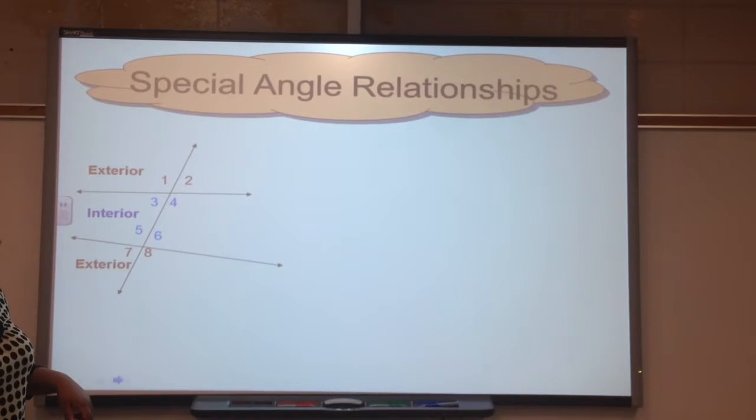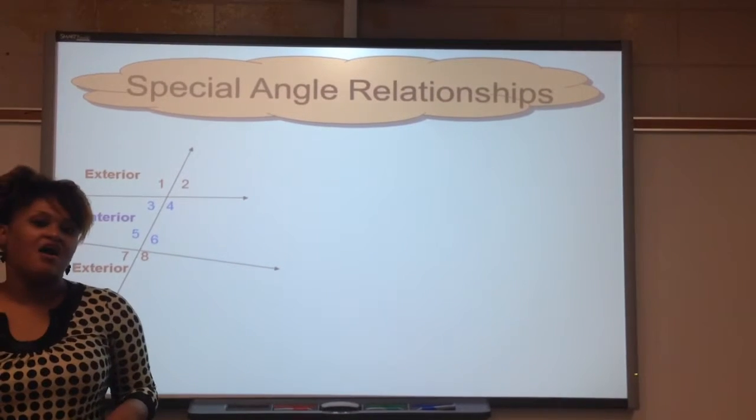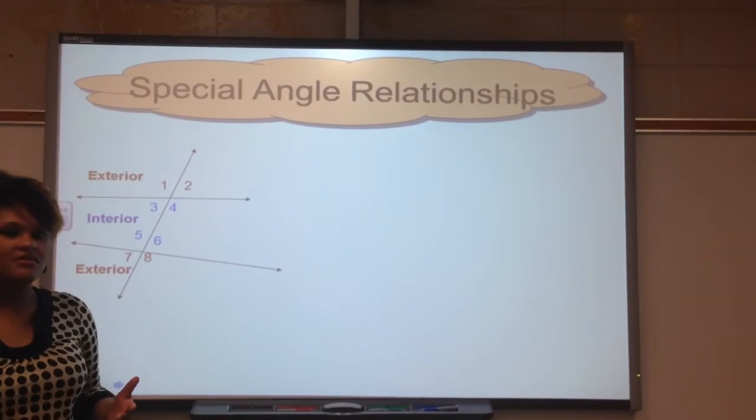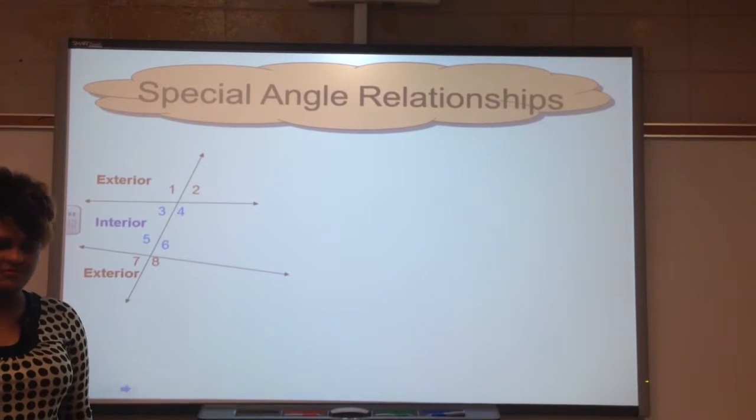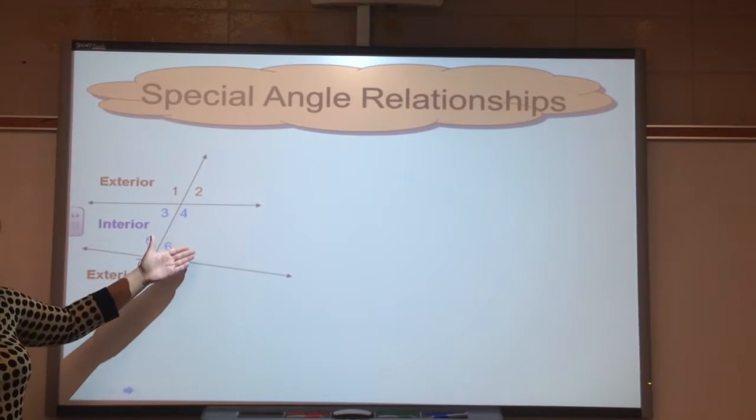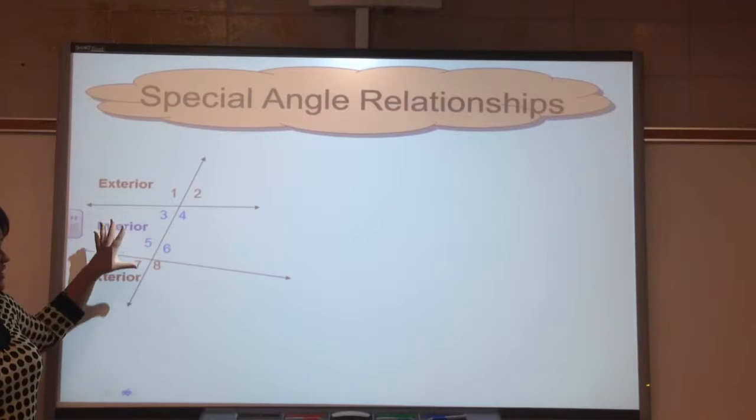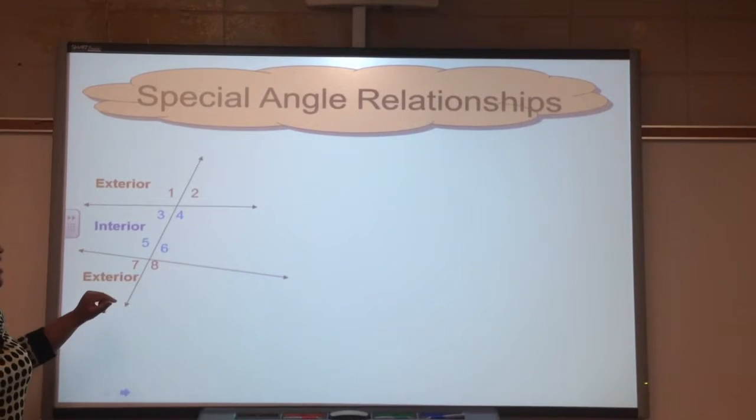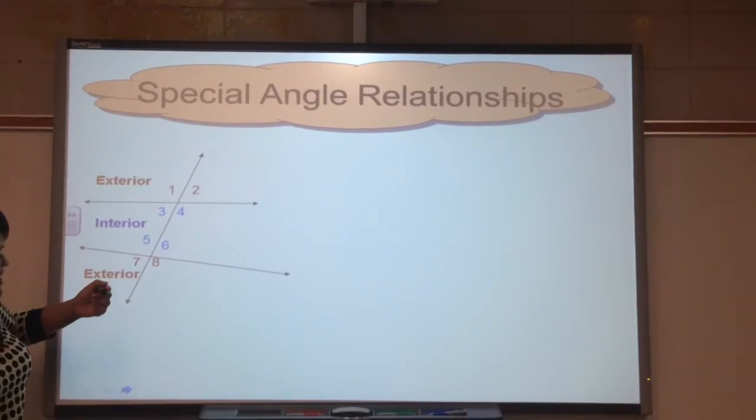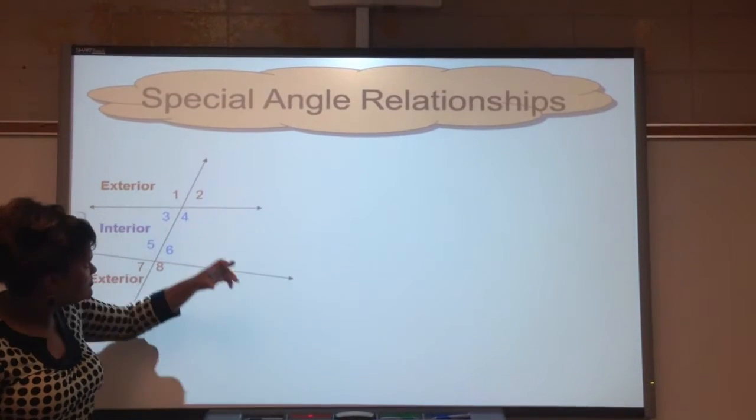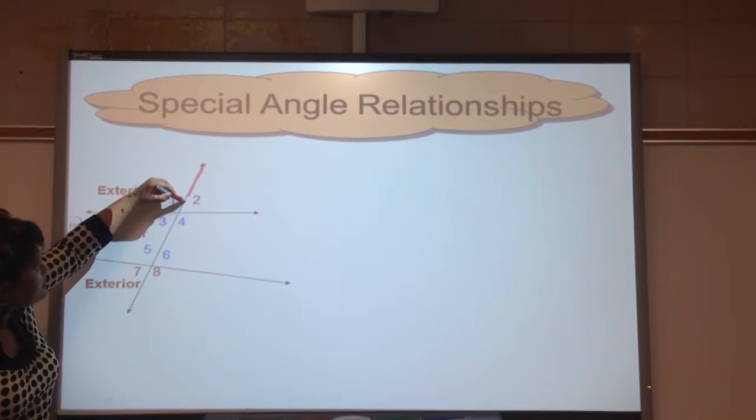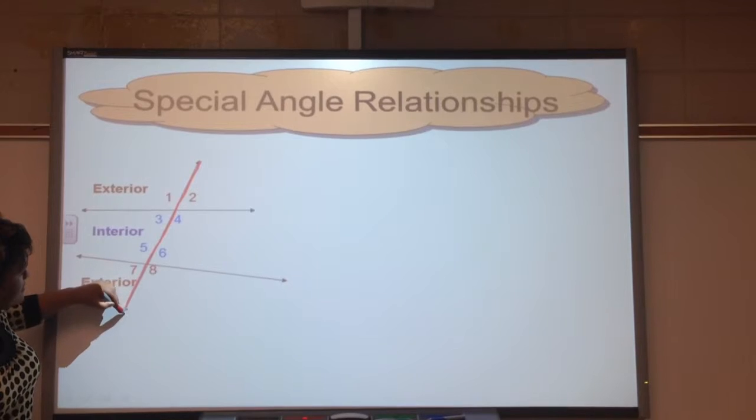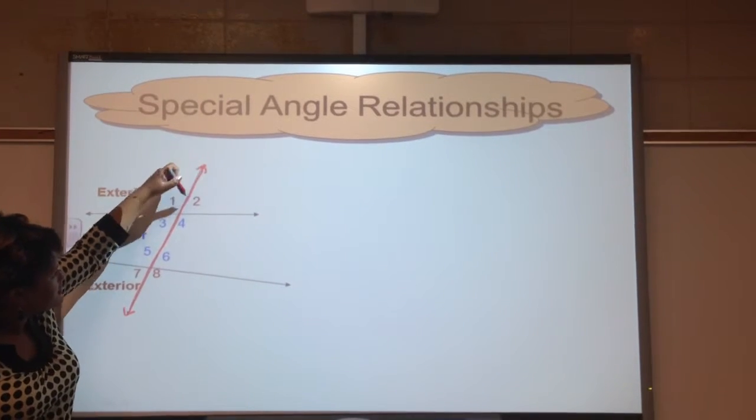So here I give you a figure. Now the question is, are these lines parallel? No, of course not, right? There is no symbol, no arrow to denote that these lines are parallel. So these are two non-parallel lines. This is my transversal. I'm going to highlight this in red. So this is the transversal. It intersects both lines.